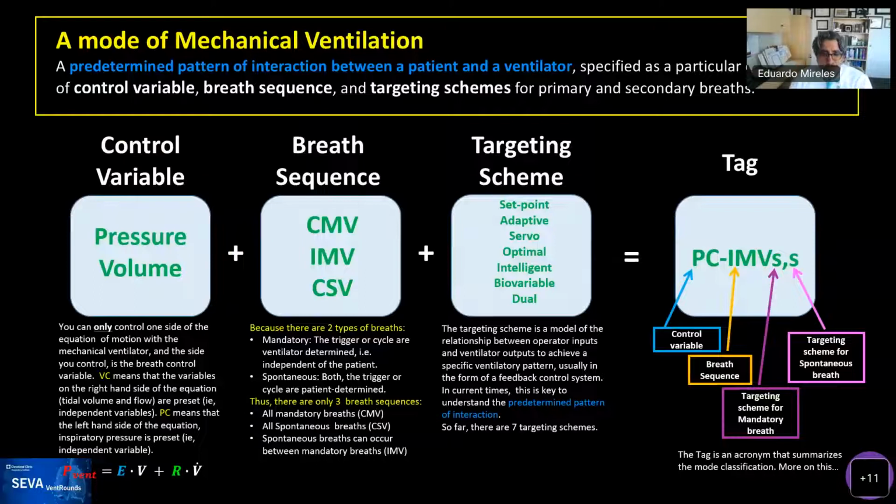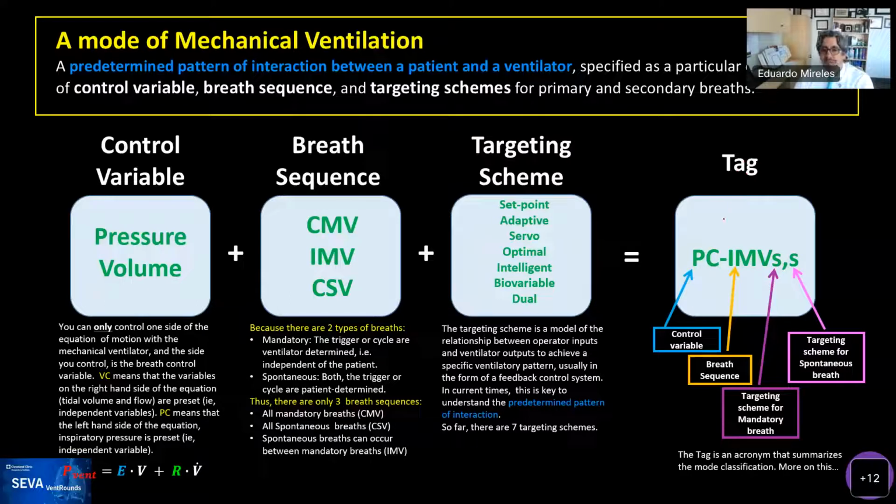So we have been reviewing these over the last four sessions. Just to remind you, a mode of mechanical ventilation is a predetermined pattern of interaction between the patient and the ventilator. And to better characterize that type of interaction, it's made by this particular combination of a control variable, so what controls the breath during inspiration, a breath sequence, the type of breaths that can occur during the interaction, and the targeting scheme.